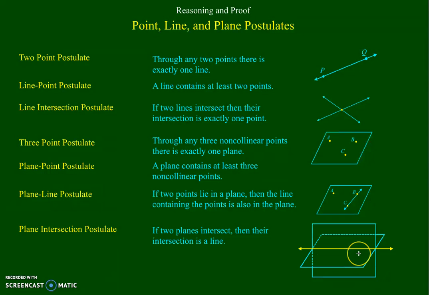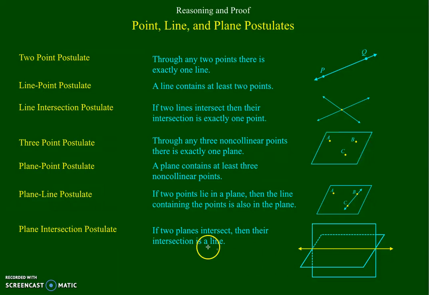And you can see that if 2 planes intersect, look at your wall, any 2 walls in your house. If you look at the wall and the ceiling, those intersections are lines. Just as the corner of your room is a representation of a point.